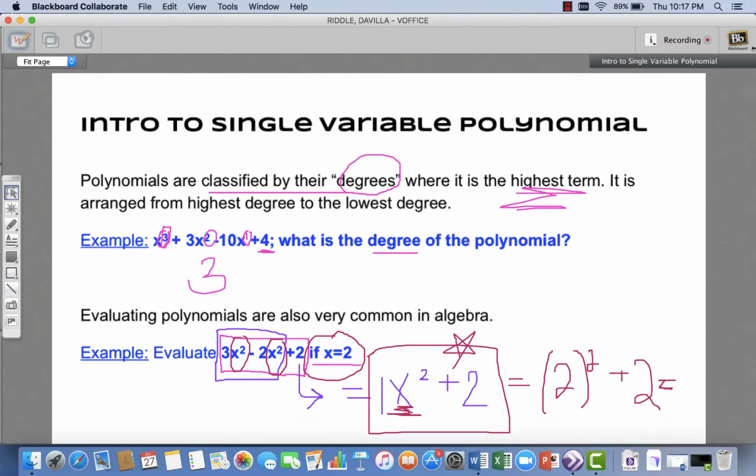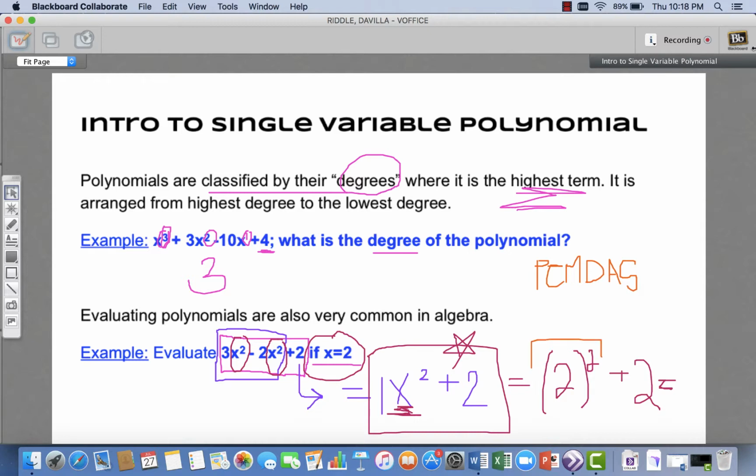So let's break it down step by step. Let me change my color pen first to orange. First we're going to talk about PEMDAS, which is order of operations. This helps us to decide what to do first.